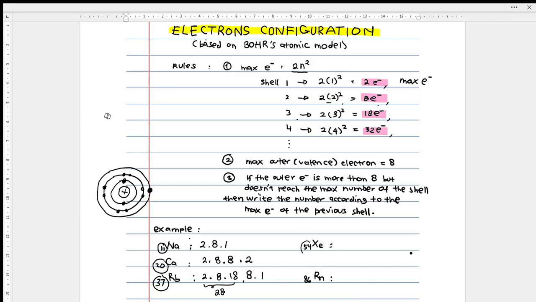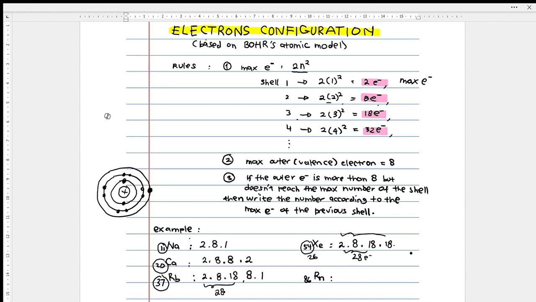Okay, now let's continue with xenon. Xenon has 54 electrons. We'll start with the first shell. There are 2. Second shell, 8 electrons. Third shell, 18. We have 28 electrons so far. How many do we have left? 26, right? We have 26 electrons left. The maximum amount of electrons in the fourth shell is 32. It cannot reach 32. Hence, we have to write down the maximum amount of the previous shell, which is 18. So we write down 18 here.